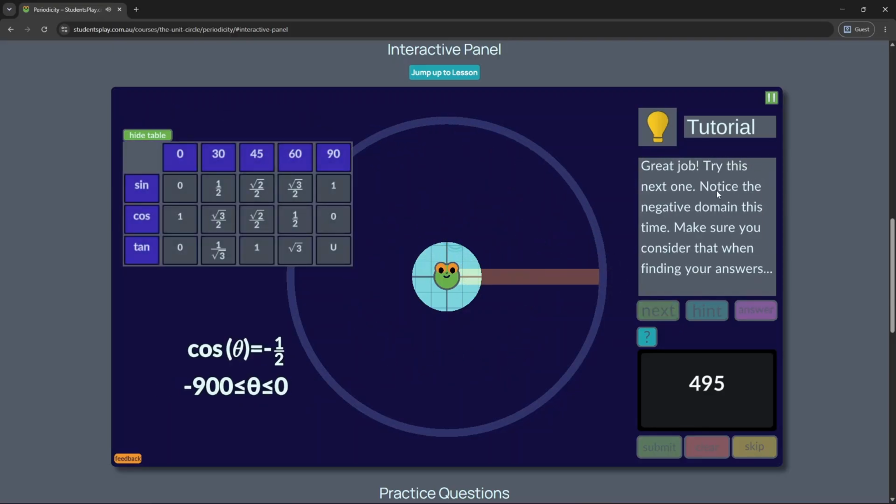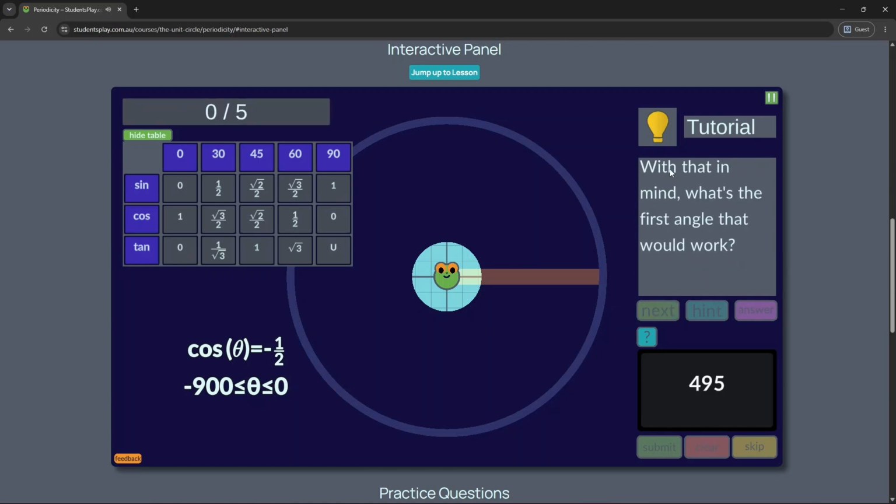Great job. Try this next one. Notice the negative domain this time. Make sure you consider that when finding your answers. Ooh. So now we have negative 900 and then 0. Alrighty. With that in mind, what's the first angle that would work?